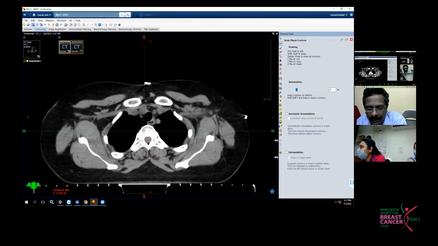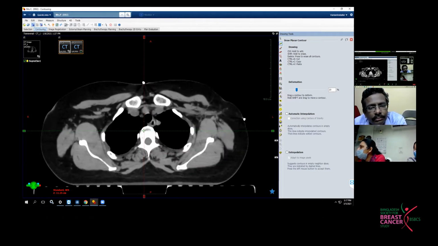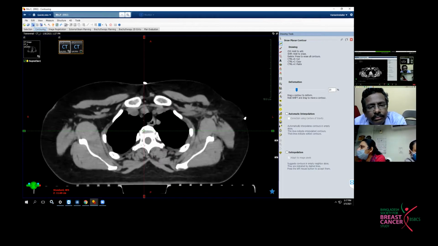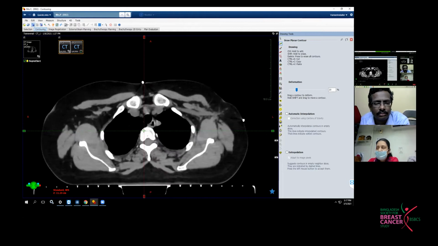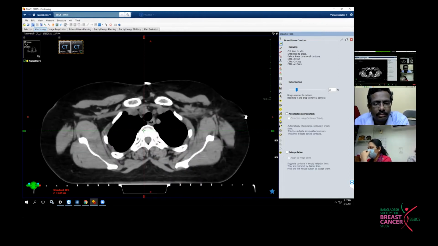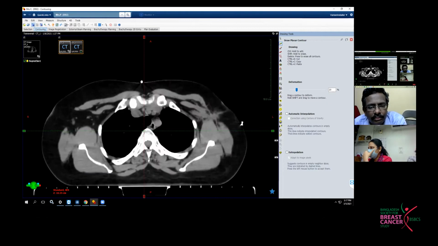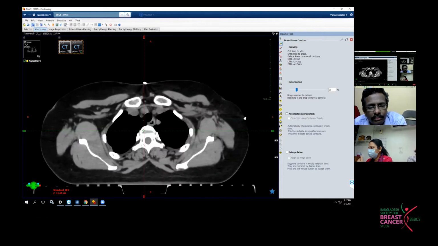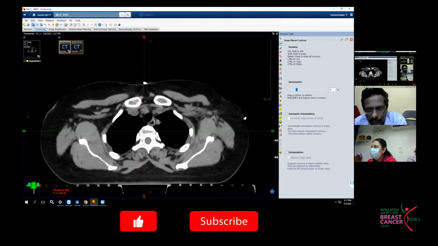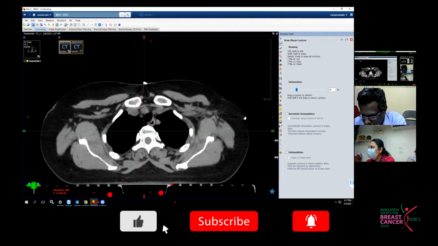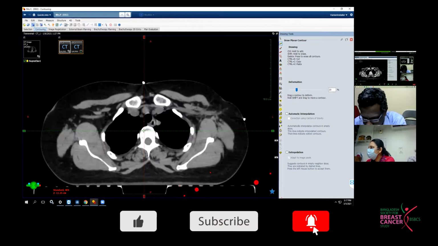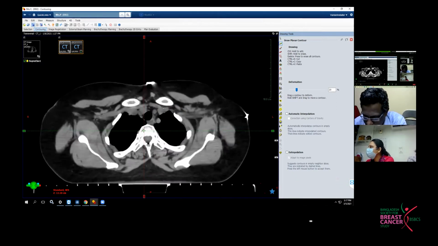Can you identify the brachiocephalic vein? Brachiocephalic vein, this is the brachiocephalic vein here. Where is the subclavian? Actually, it is a non-contrast image, so it is very difficult to identify the other structures. Yeah, okay.